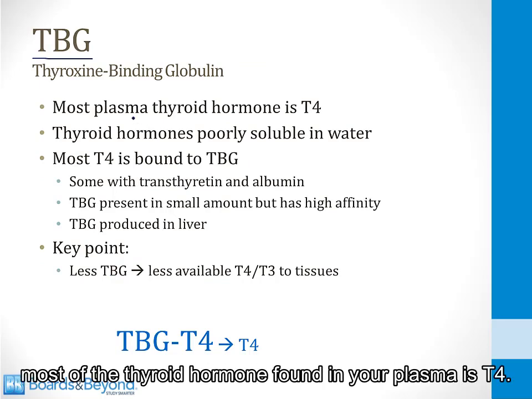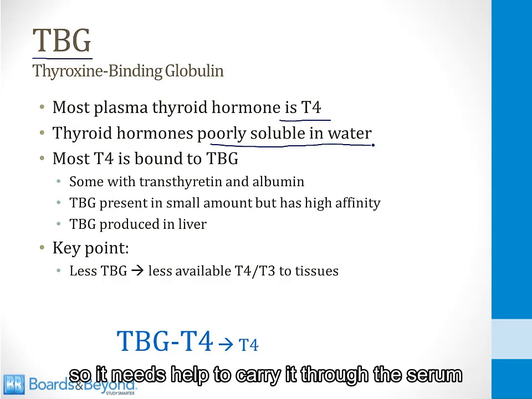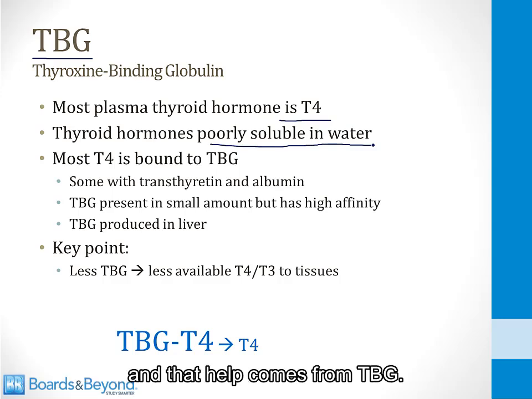Thyroxine binding globulin, or TBG, is an important carrier molecule for thyroid hormone. As I mentioned before, most of the thyroid hormone found in your plasma is T4, and T4 as well as T3 is poorly soluble in water, so it needs help to carry it through the serum, and that help comes from TBG.